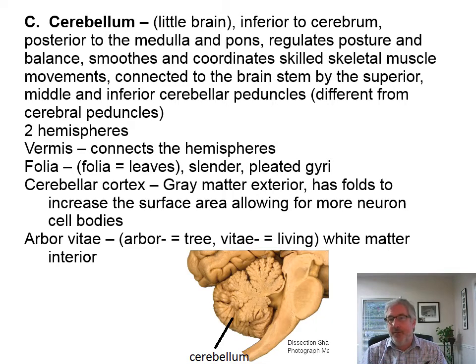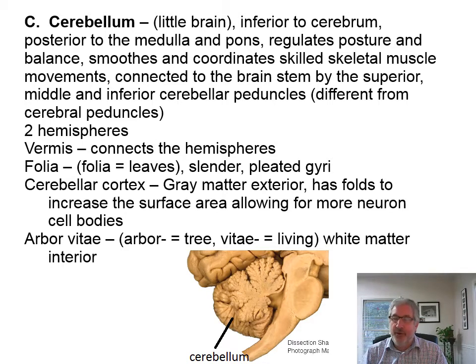It's connected to the brainstem by the superior, middle, and inferior cerebellar peduncles, as I mentioned a little bit ago, which are different from the cerebral peduncles, which go to the cerebrum. So there are two hemispheres, just like in the brain. You have the left and right cerebellar hemispheres. And what connects the two hemispheres is a structure called the vermis.